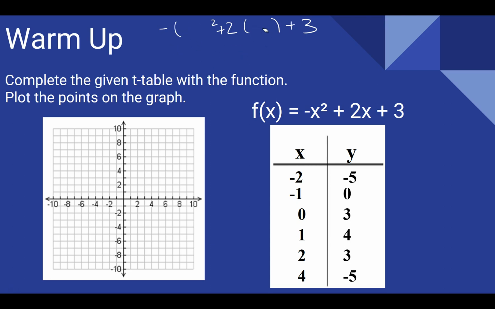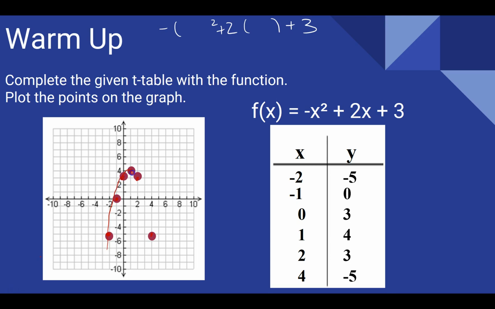There's 2 negative 5s. And there's 2 3s. Okay? So my y's are repeating, which is okay. So what kind of graph do you think we're about to see? Plot them. Plot the points. So we have negative 2, negative 5 down here, right? Negative 1, 0. 0 up to 3. 1 up to 4. 2 goes back down to 3, and then 4 goes down to negative 5. Something like that.